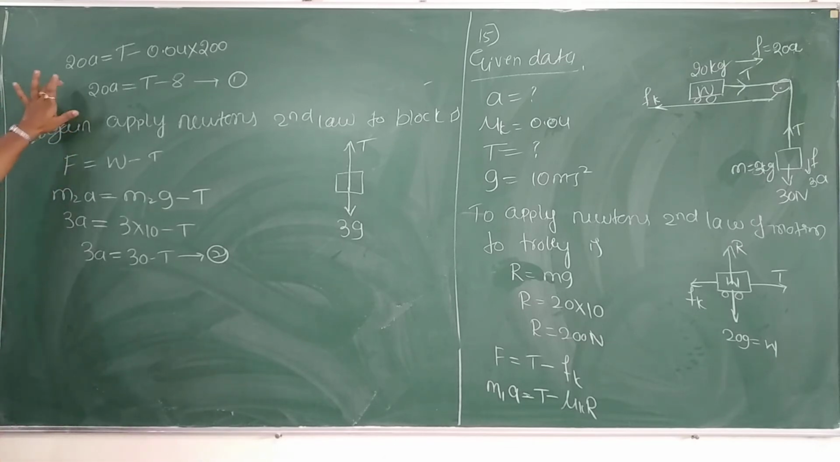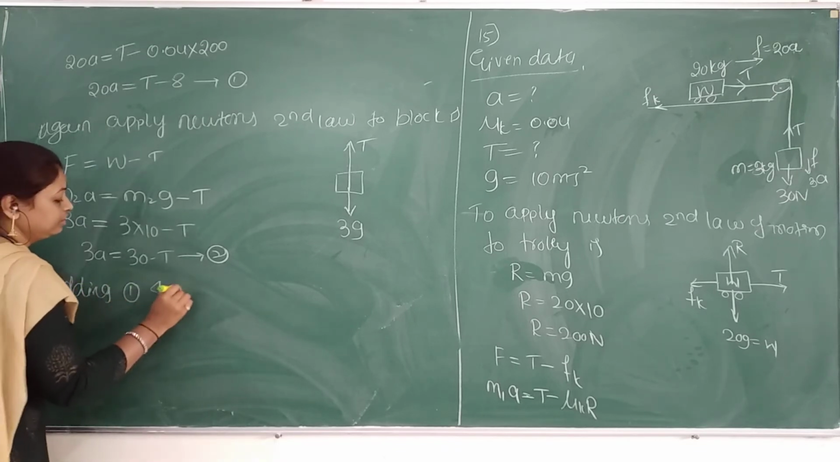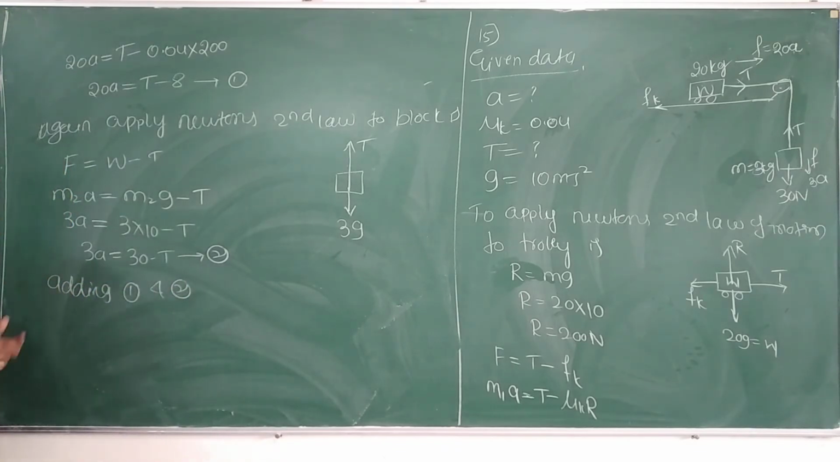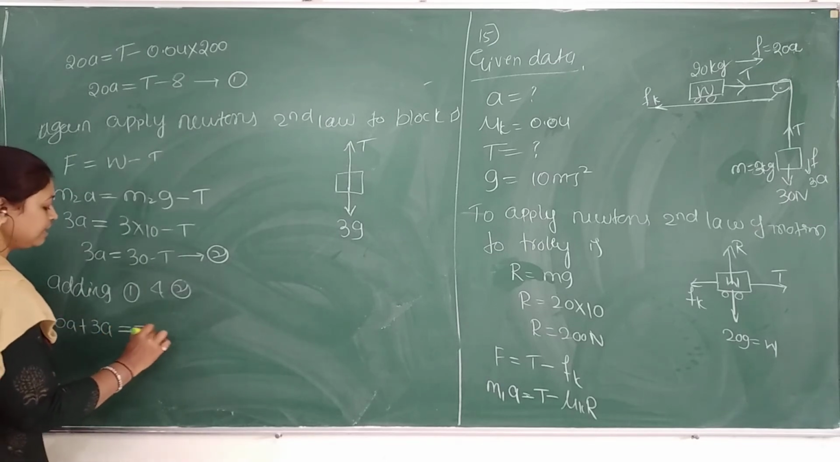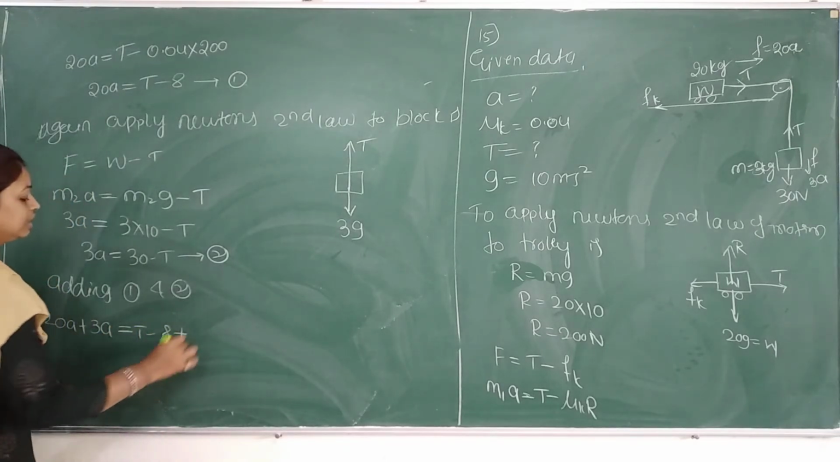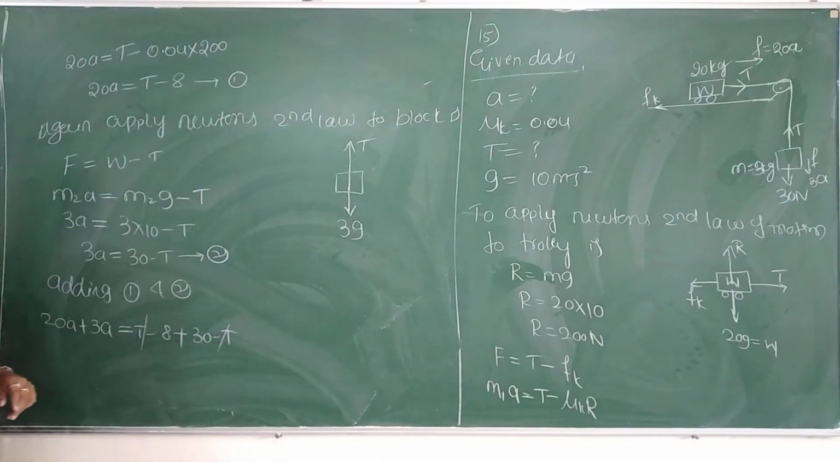Now add equation 1 and 2. Adding 1 and 2, what will you get? Add LHS and RHS. Here 20A plus 3A is equal to T minus 8 plus 30 minus T. So plus T and minus T cancel.